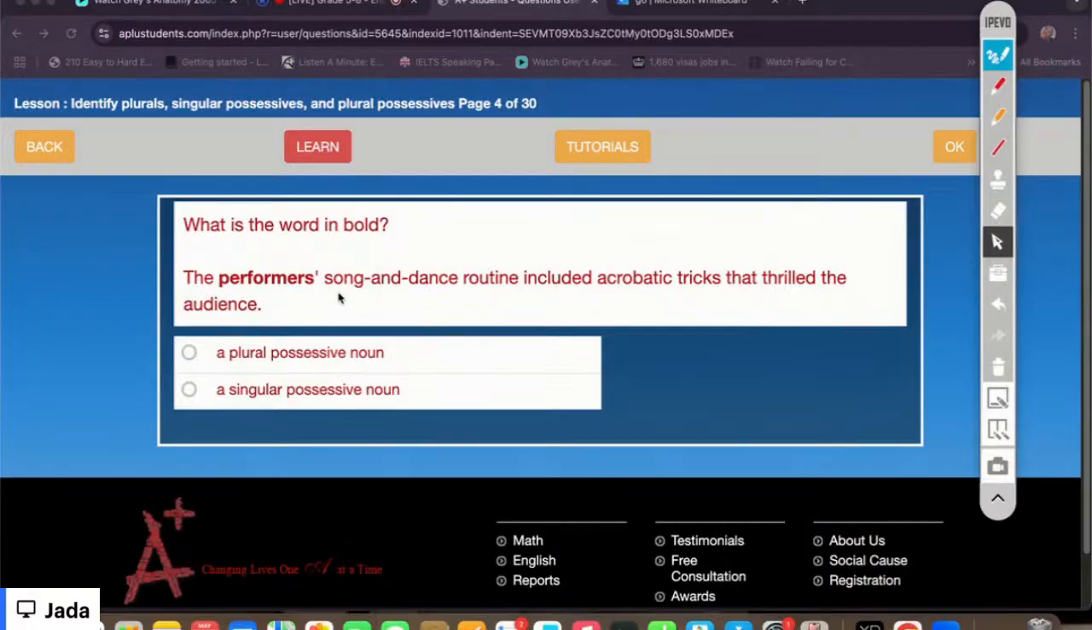All right, so we have the performance, song, and dance routine included aerobatic tricks that show the audience. So just like performance over here, it comes with s, so it's already in the plural form, and you have the apostrophe after the s. So this is also a plural possessive now.